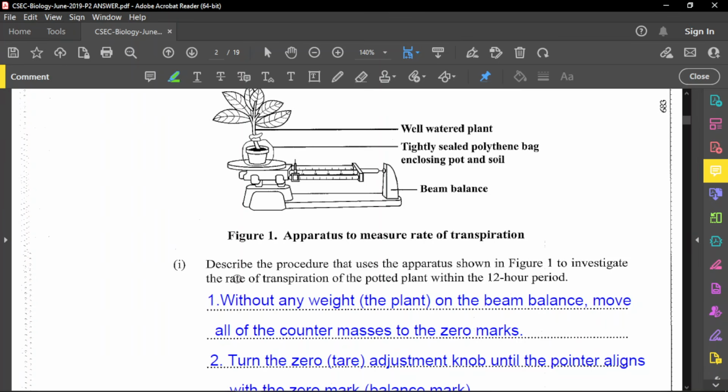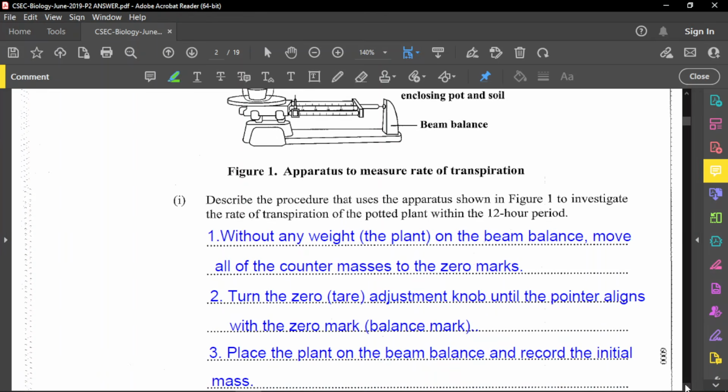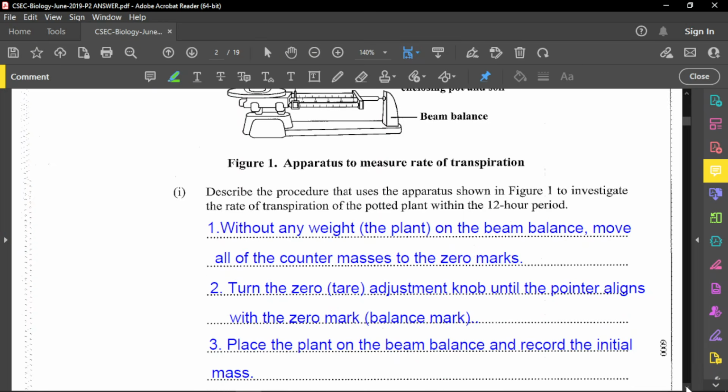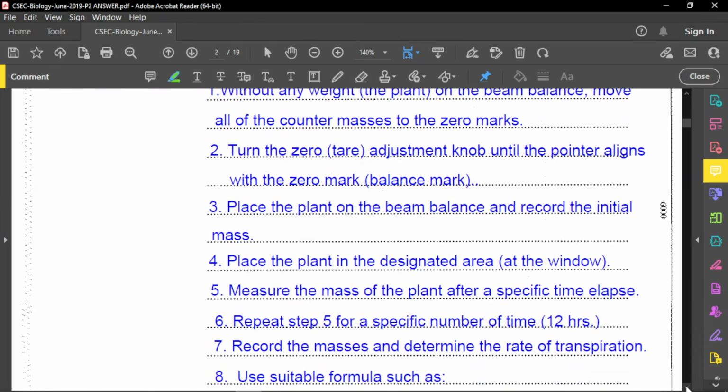All right, and so the first thing you're going to do before you start the experiment is to ensure that you balance the beam balance. And to do that without any form of weight, which is the plant in this case, placed on the beam balance, you're going to move all the counter masses to the 0 marks. After you have done that, you're going to turn the zero or the tare adjustment knob until the pointer aligns with the 0 mark, which we call the balance mark. After that, you're going to place the plant on the beam balance and record the initial mass.